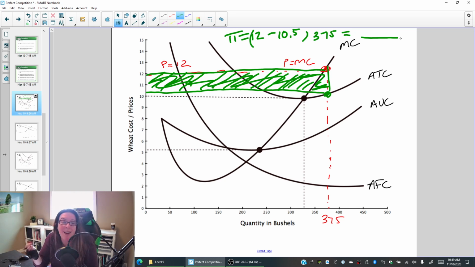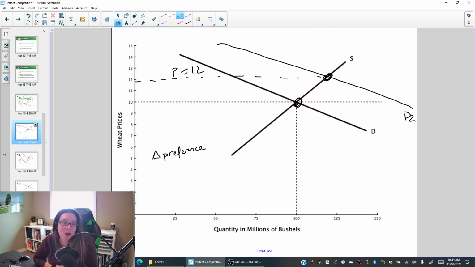Okay, so then what happens? Well, other people see you making economic profit with your wheat farm, and what do they do? Well, they want to be wheat farmers too, because obviously you're making good profit off of it. So what happens then in our market? Well, if lots of sellers are joining in, because remember, there's no significant barriers to entry or exit, so it is not so costly to become a wheat farmer that it keeps people out.